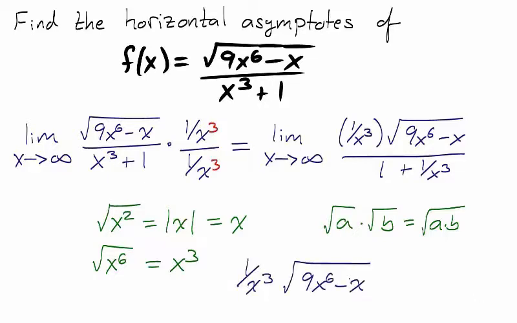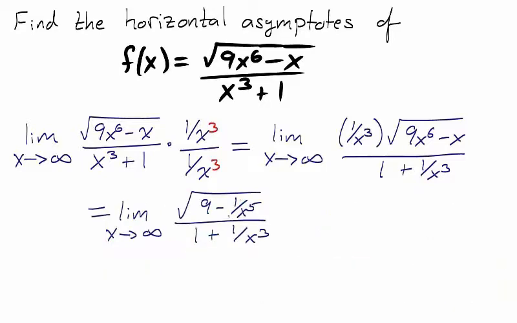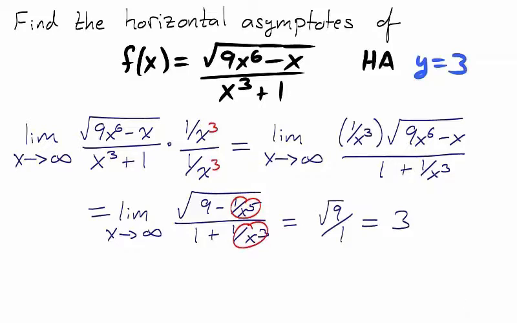Therefore, the numerator of our expression can be rewritten, and 1 over x to the 6th can be distributed through the interior of the square root. The expressions in red approach 0 as x approaches infinity, so the limit as x approaches infinity of f of x is 3. Therefore, we found the first horizontal asymptote, y equals 3. Keep in mind there may be a second asymptote. We have to take the limit of f as x approaches negative infinity.